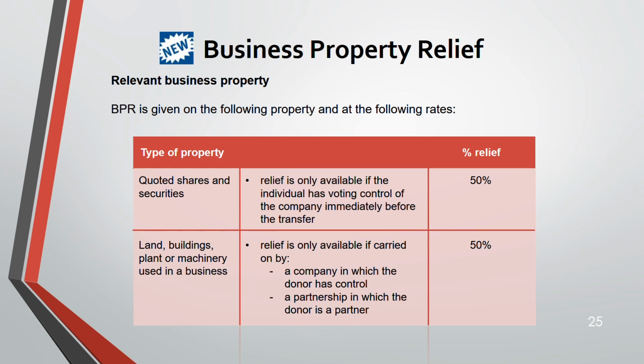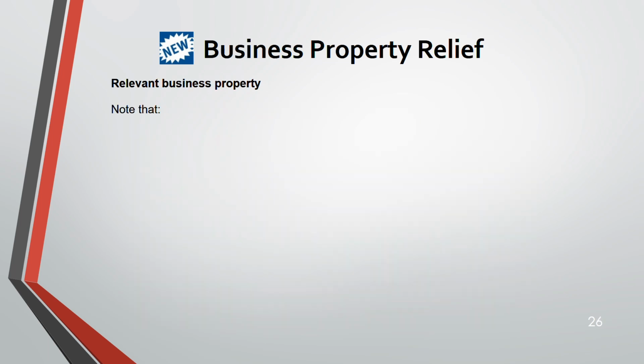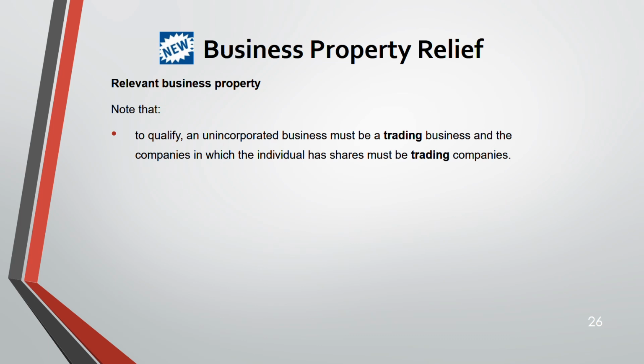And then if you're using any land business, for that, relief is 50%. So there are 4 types of relevant business property given to you. First two, unquoted shares and securities, sole trader business, 100% relief. Quoted shares and securities, land, buildings, plant, 50% relief. Now, next, you should note certain things about business property.